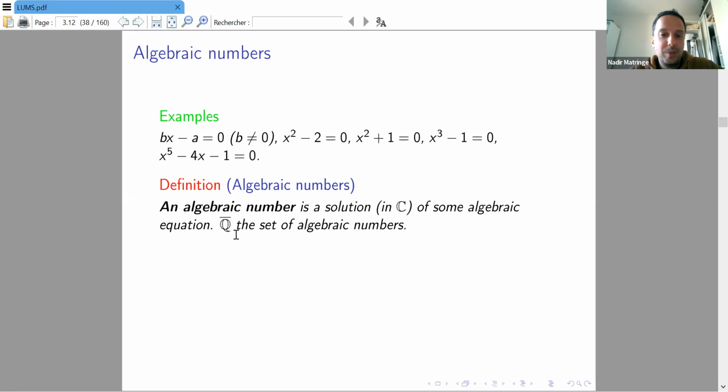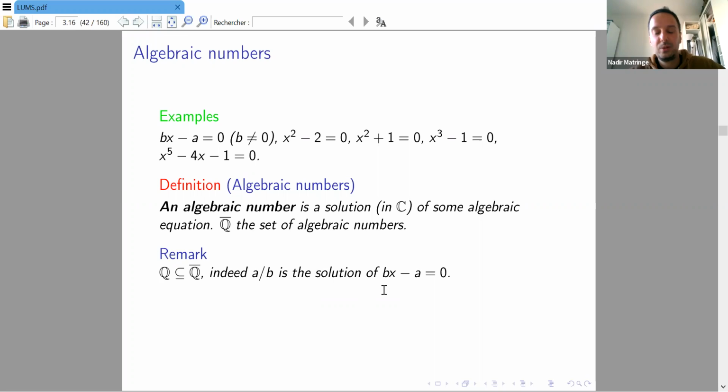And so I denote by Q bar the set of algebraic numbers. So an algebraic number is a complex solution of an algebraic equation, and the set of algebraic numbers I denote by Q bar. Q bar turns out, in fact, for those who know a little more, to be the algebraic closure of Q. So the first remark is that Q is contained in Q bar. Why is this? It's because of this first equation here. The solution of bx minus a is a over b. So every rational number is the solution of an algebraic equation because b and a are integers.